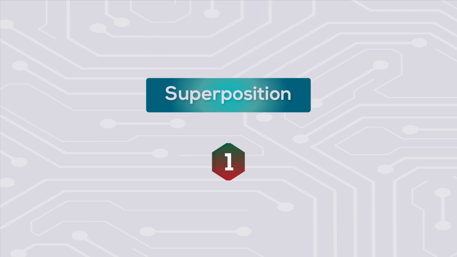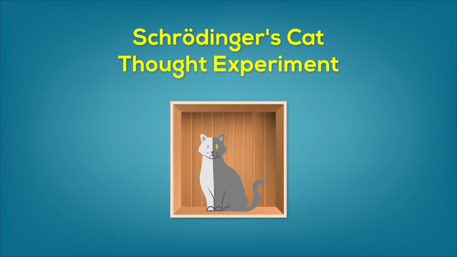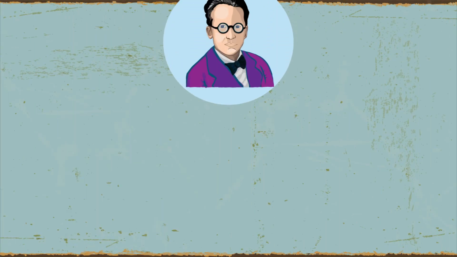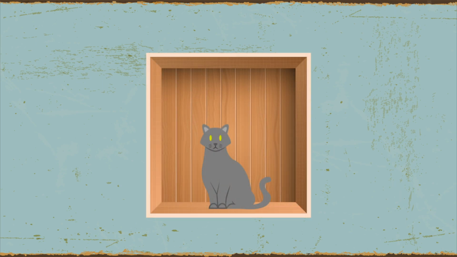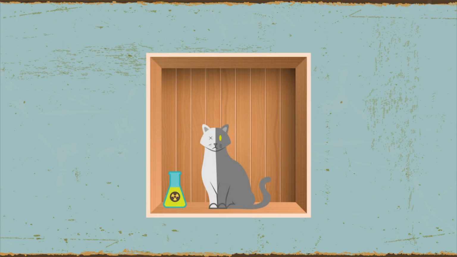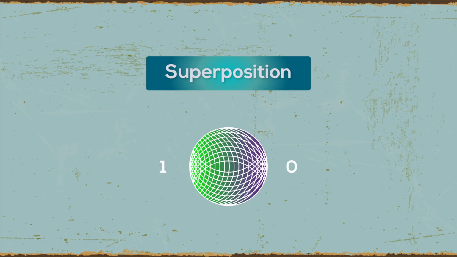To understand this clearly, let's look at Schrödinger's cat thought experiment. Erwin Schrödinger in 1935 devised a thought experiment that goes like this. If a cat is placed inside a box with a device that has a 50% chance of killing it, he asked what is the state of the cat? Is it alive or dead? He pointed out that according to quantum physics, the cat is both alive and dead simultaneously at the instant before the box is opened. This, according to quantum physics, is a demonstration of superposition.